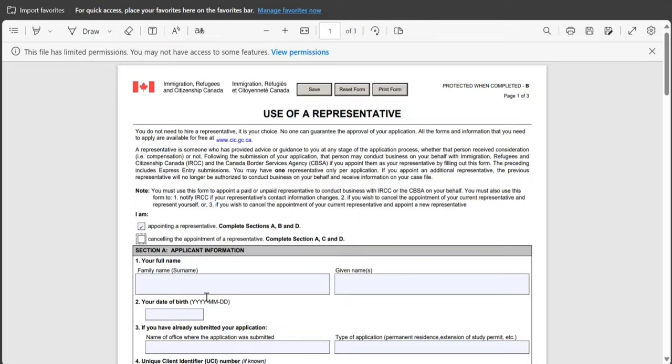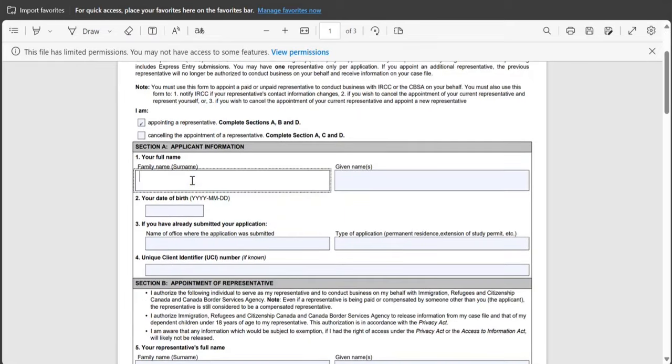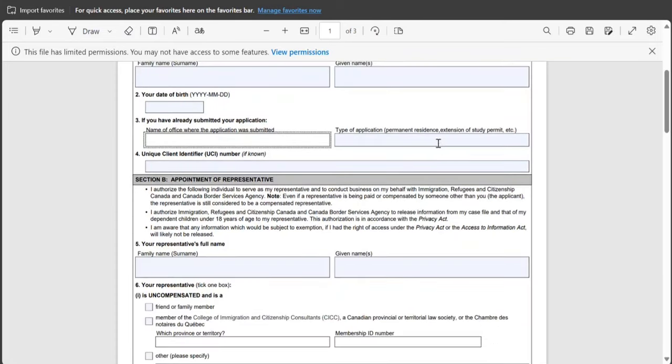So we'll go to your full name, family name, your surname first, your given name, date of birth. Okay. If you have already submitted your application, then the name of the office where this application was submitted, and the type of application: permanent residence, extension, study visa. That's very simple. Unique client identifier.